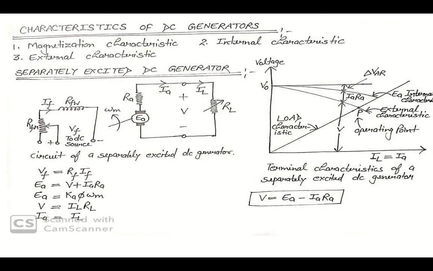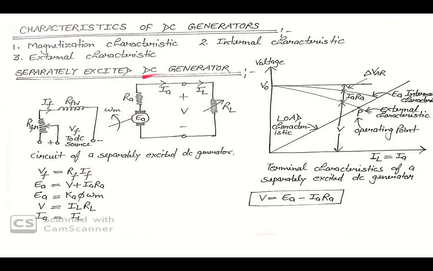Now we have these characteristics for a separately excited DC generator. Before discussing this, you have to know about armature reaction. First of all, what is armature reaction? Armature reaction is the effect of magnetic flux set up by armature current upon the distribution of flux under the main poles.